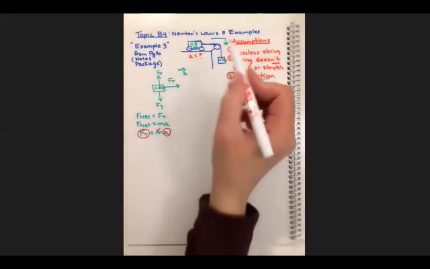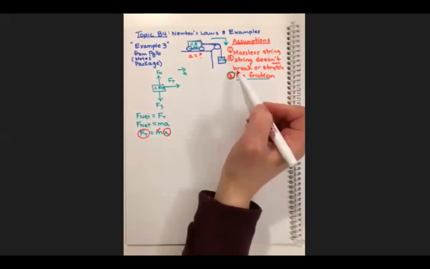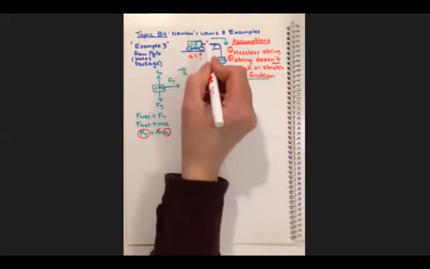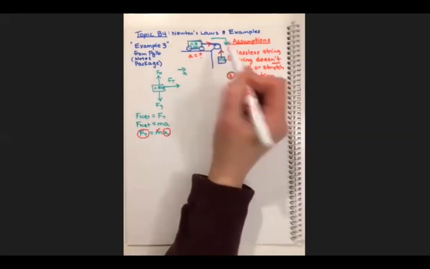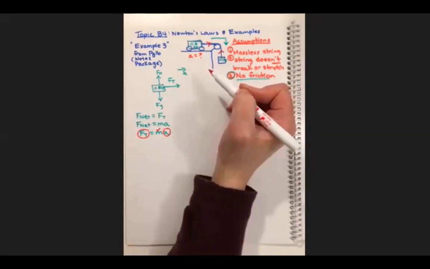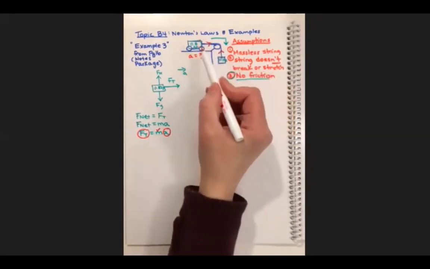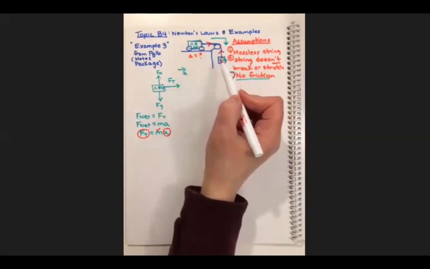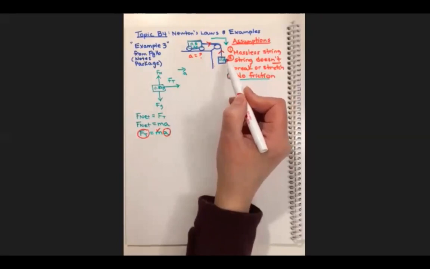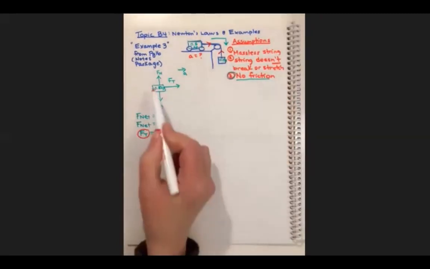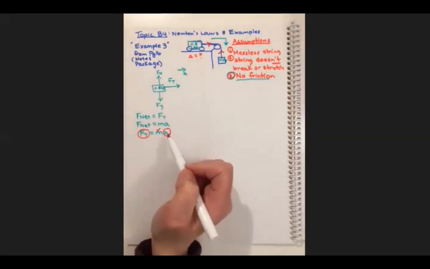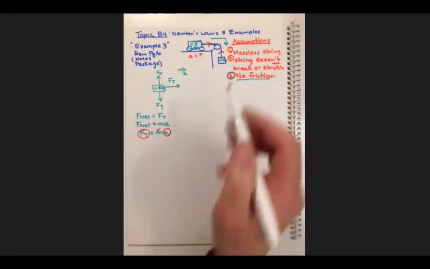But since we have these two assumptions that the string doesn't break or stretch, what that means is the tension here is the same as the tension here. Since the string does not stretch, the tension is even. And we can actually draw a free body diagram for this object now. Since we reached a dead end with the green free body diagram, we can't go any further to solve for acceleration unless we had tension.